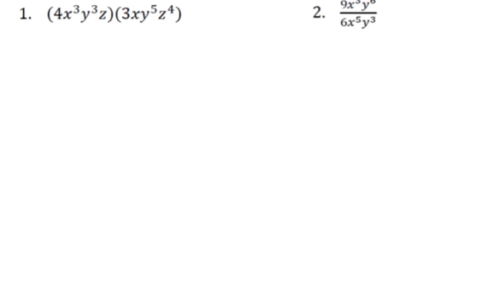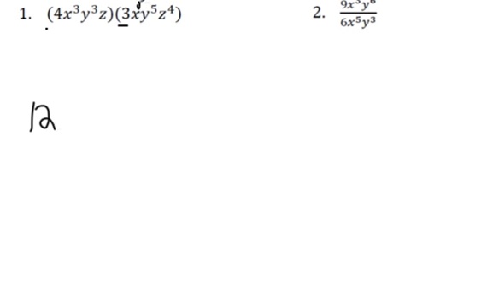Multiplying the monomials. So you want to multiply the coefficients and add the exponents. So we're going to do 4 times 3. So when you do 4 times 3, you get 12. So remember, you always multiply the coefficients. And then what you're going to do is add the exponents of the x.